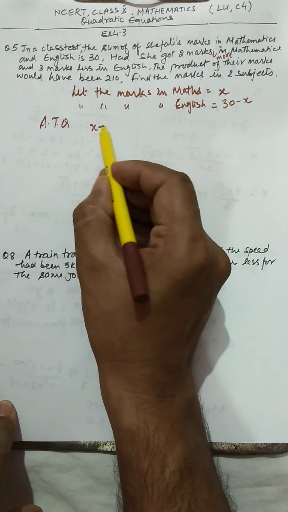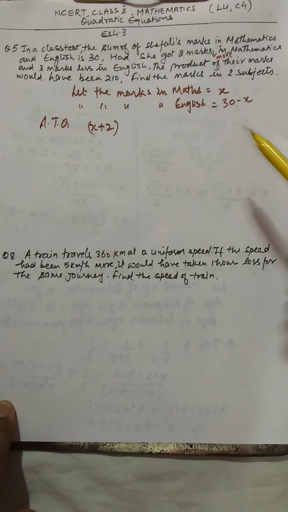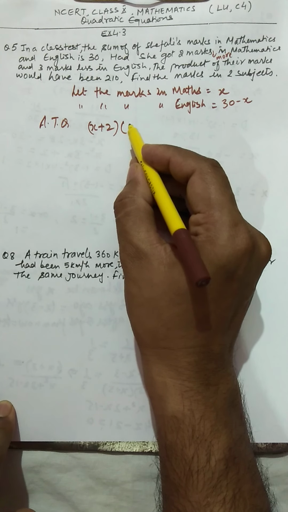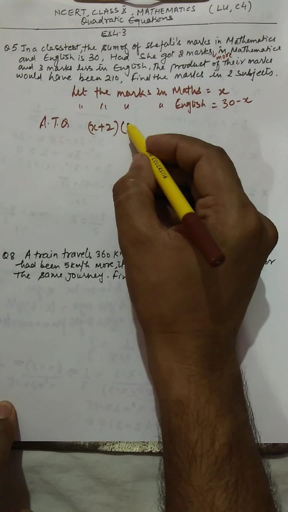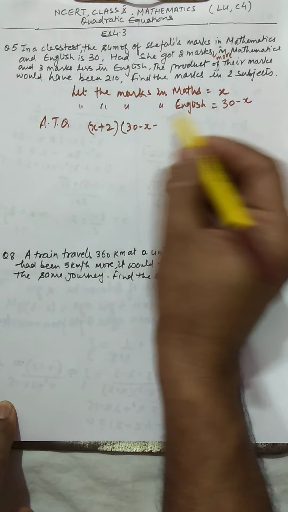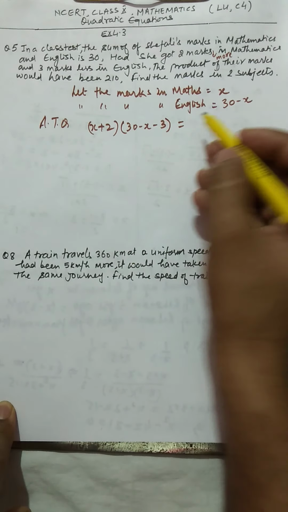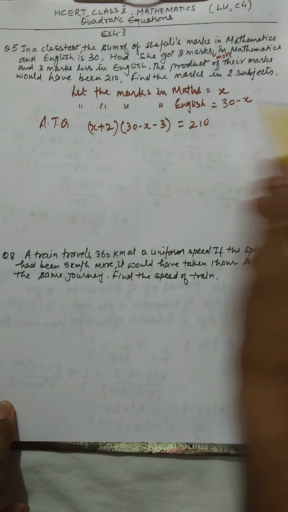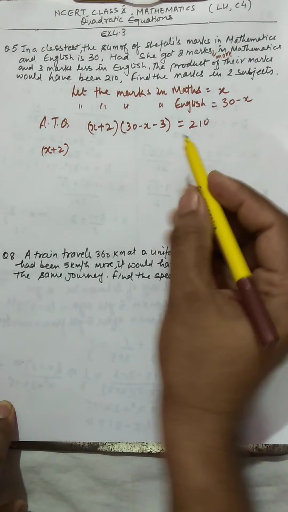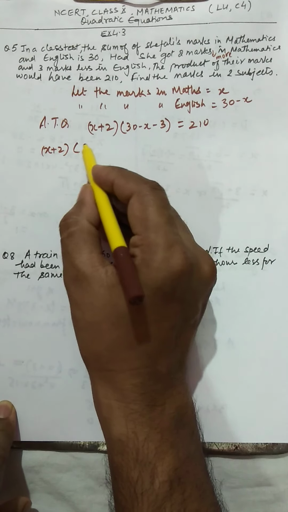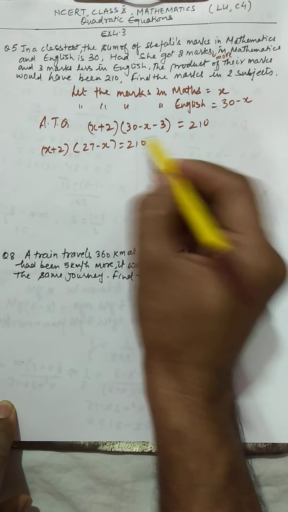So x plus 2, because they are saying 2 more marks in maths and 3 marks less in English. So for English, your marks were 30 minus x, and you also subtract 3. You take the product of the marks, and that is given as 210. Now we'll simplify this. This is x plus 2, and this is 27 minus x, equal to 210.